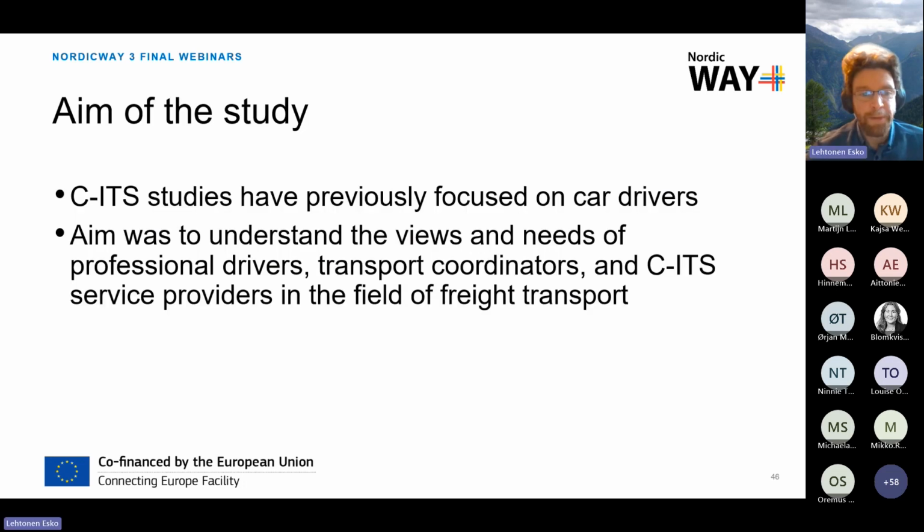So, what was the aim of the study? Previously, C-ITS studies have focused on car drivers, and this time we wanted to understand the views and needs of the professional drivers, transport coordinators, and C-ITS service providers in the field of freight transport. So everybody probably knows what professional drivers are, those who are driving the actual trucks and vans. Transport coordinators are those who are coordinating and organizing these transports at the companies. And service providers, of course, are the producers of the services.